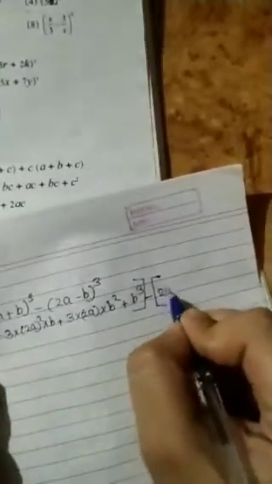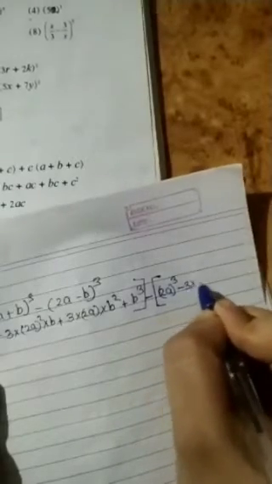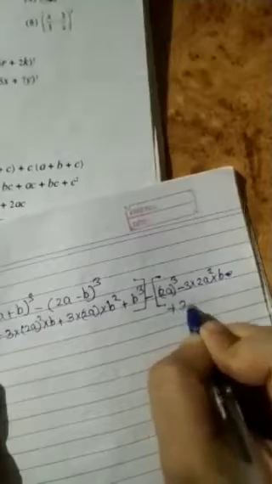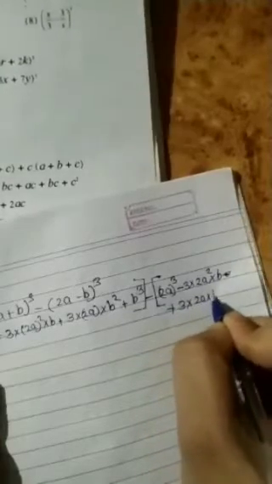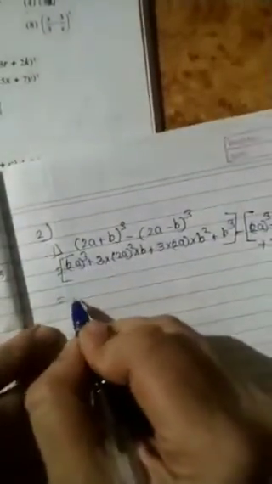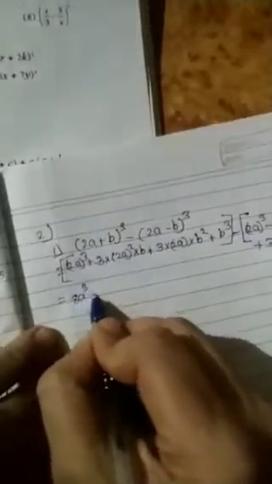Then 2a cube minus 3 into 2a square b, and here not having the space, I will write here, that is 3 into 2a b square minus b cube. Clear? Now we will solve the next term, that is 2a cube is 8a cube.